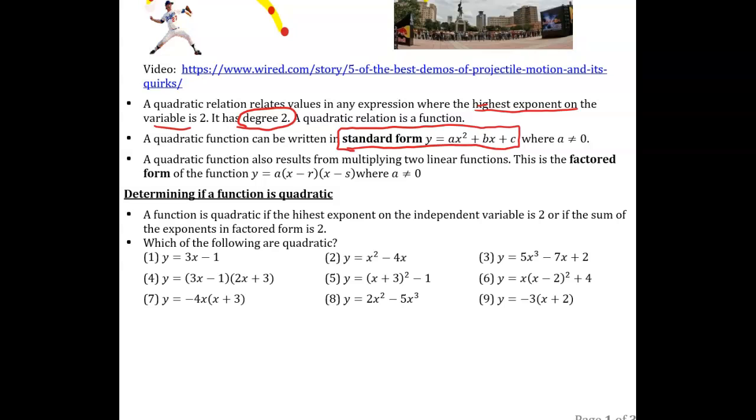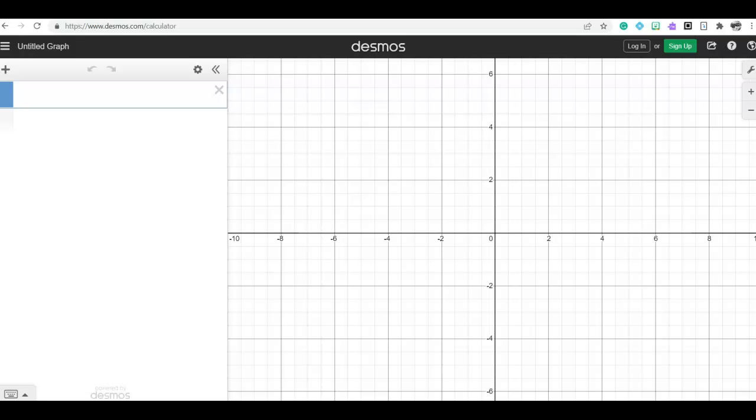So I'll pause it here, and I'll switch screens. All right, so what I've done now, I've opened up my web browser. And here at the top, I'm at a website called Desmos. So if you go to www.desmos.com, there's a link there that says graphing calculator, and it brings up this grid, and you can type in equations here. Now there's an option here to log in or sign up.